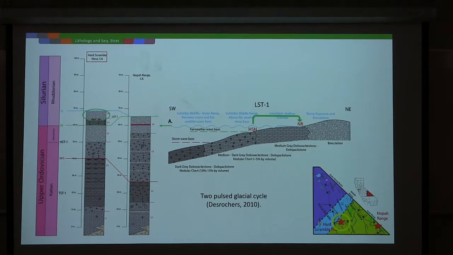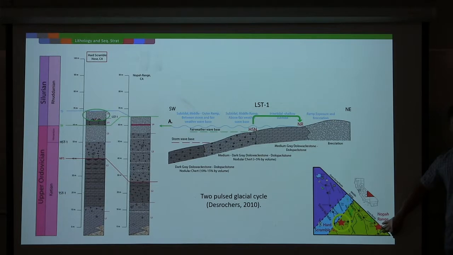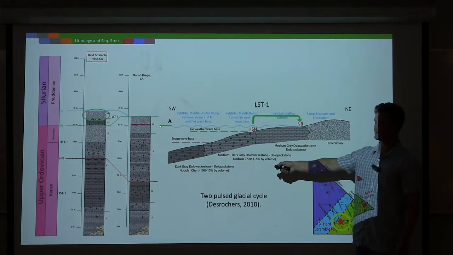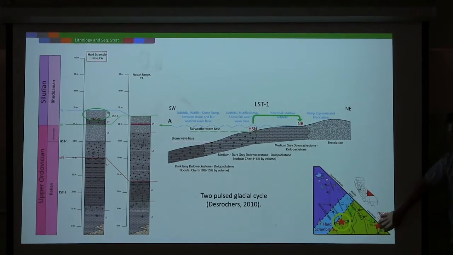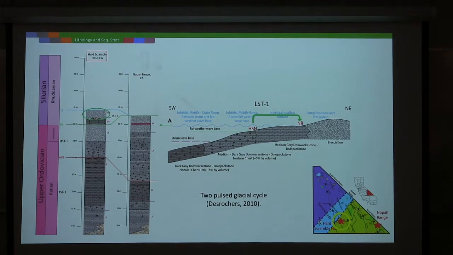This ultimately means that we're seeing a two-pulse glacial cycle. Note that we're not recording any of this two-pulse glacial cycle at Nopah Range because we don't see any redeposition of dolomites above the sequence boundary. So sea level hasn't gotten back up to Nopah Range yet, but is still shifting around Hard Scramble Nose.